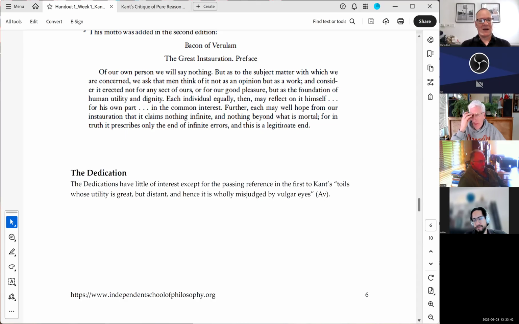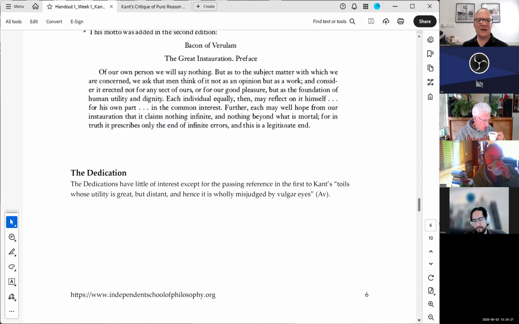Okay, so this quote comes from the Great Instauration, and he says, "Of our own person, we will say nothing. But as to the subject matter with which we are concerned, we ask that men think of it not as an opinion, but as a work." Kant, towards the end of this book, says something very similar when he discusses the difference between an opinion and a conviction. A conviction is an opinion that is true because he proved it, i.e. the Critique of Pure Reason, right? So he is claiming to have come to true convictions and produced a work for human ends, not another opinion to add to the latest pile of metaphysical opinions, right?